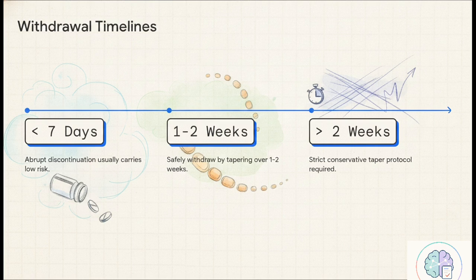If they were treated for up to 2 weeks, you can safely withdraw them by tapering the dose over 1 to 2 weeks. But for any treatment longer than that, or if they start having withdrawal problems, you have to immediately shift to a strict conservative taper protocol.